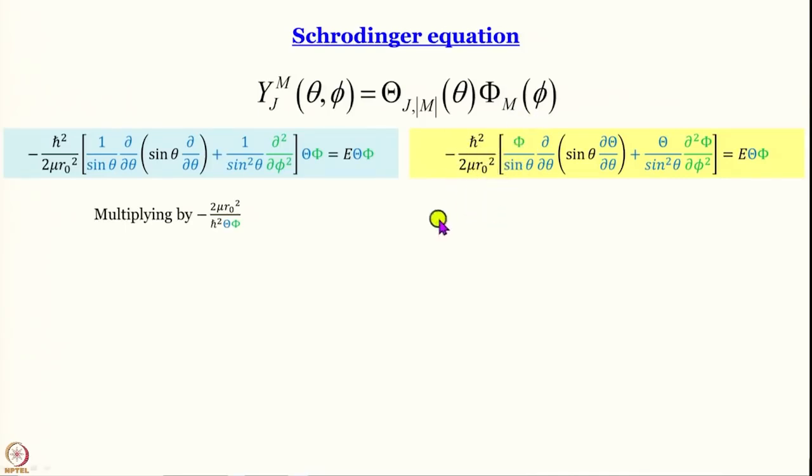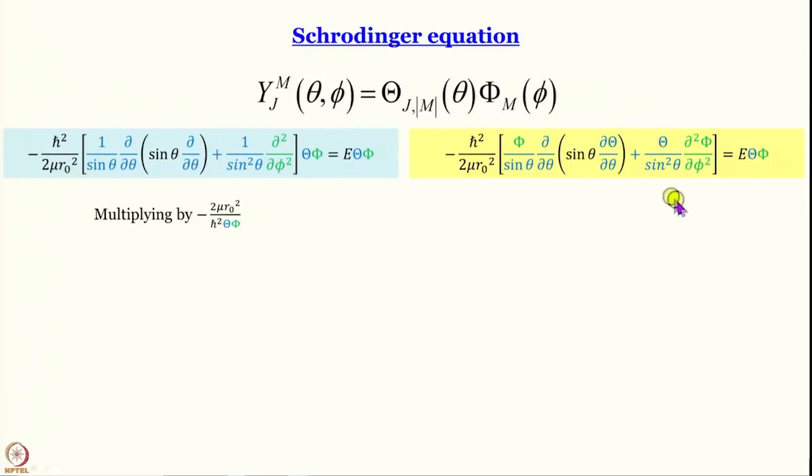So, you will get capital theta multiplied by 1 by sin theta, well, 1 by capital theta multiplied by sin theta, then del del theta operating on sin theta d theta d theta, d capital theta d small theta. Okay? So, in that first term there will be nothing in phi anymore. What about the second term?